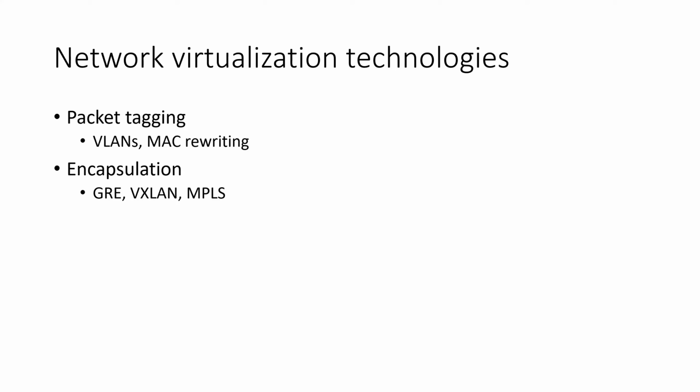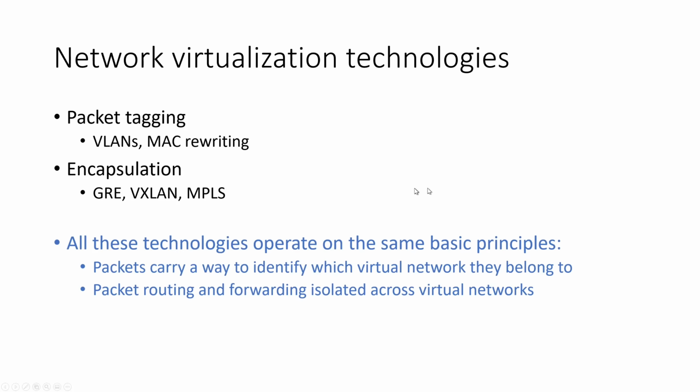We're not going to cover all of them, but what's important to understand is that all of these technologies operate on the same basic principles. First, packets need to carry something to identify which virtual network they belong to. So we need this information in the packet. And then the routing and forwarding of the packet is controlled by the network in a way that enforces isolation. So the network devices, the switches and the routers, they will look at this information in the packet that identifies the virtual network and then route the packet accordingly.